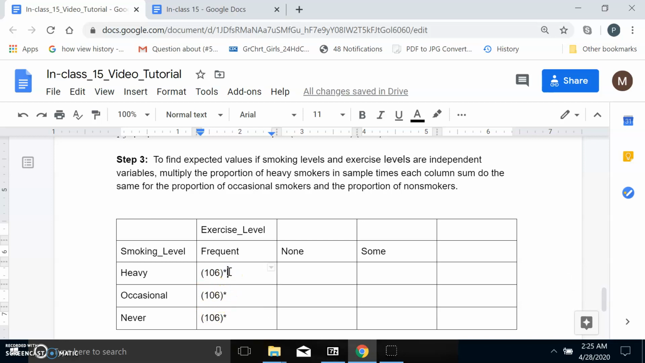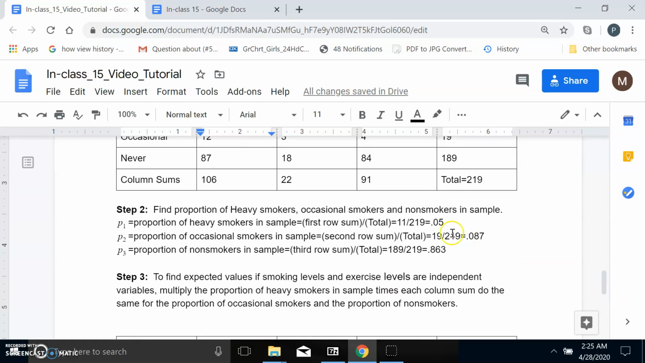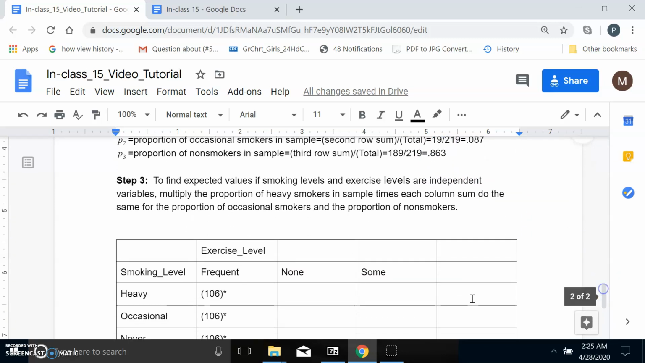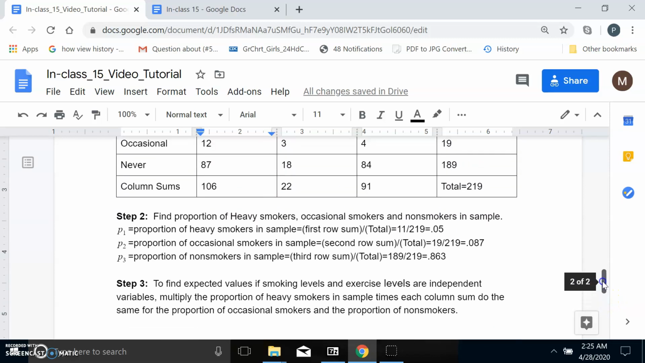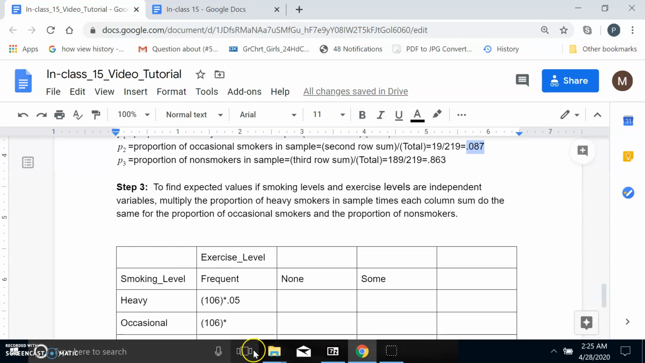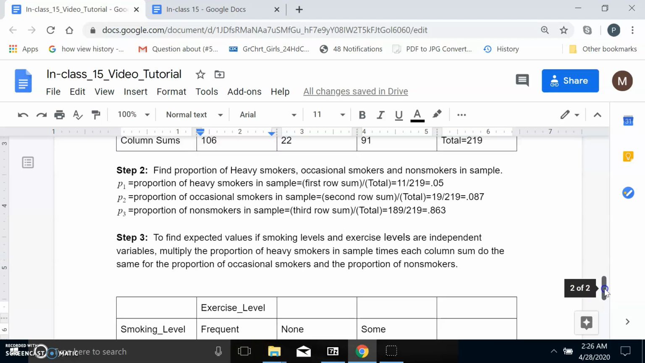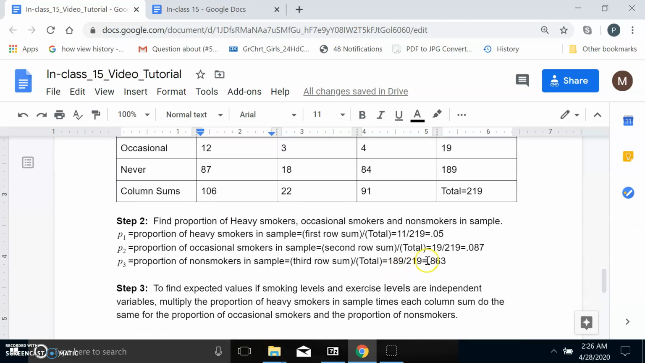Okay, now we're going to multiply it in this position by the proportion of heavy smokers. The proportion of heavy smokers is 0.05, so that's going to go here. The next one is the proportion of occasional smokers, that's 0.087. That goes here. Then times the proportion of never smokers, 0.863.